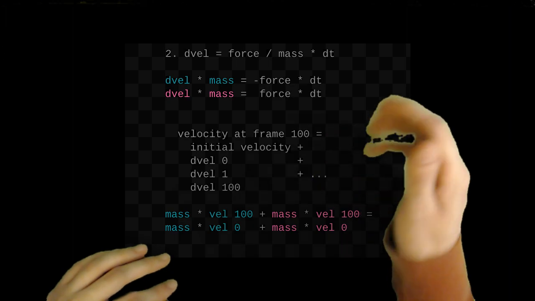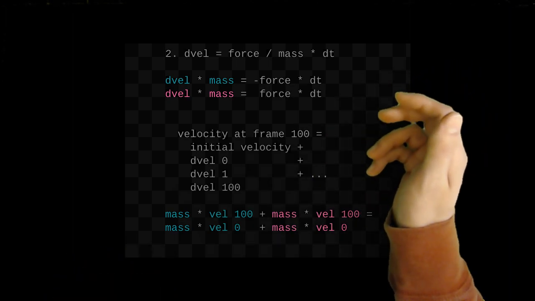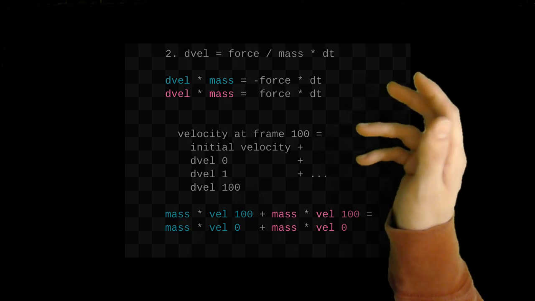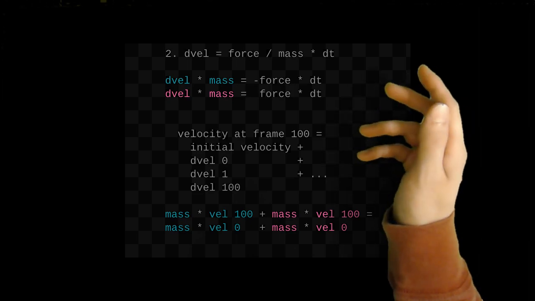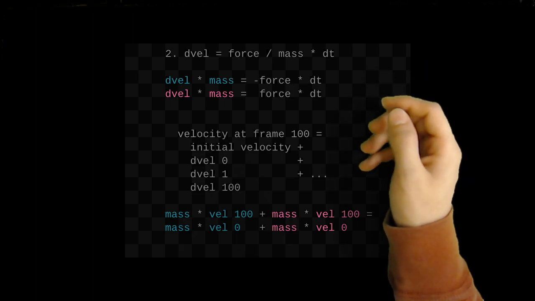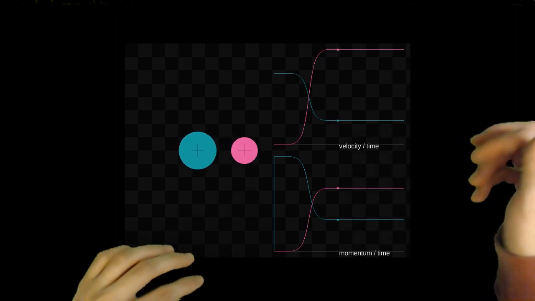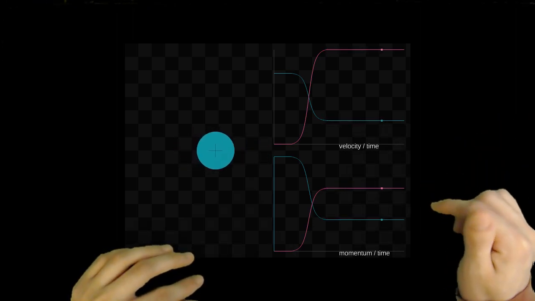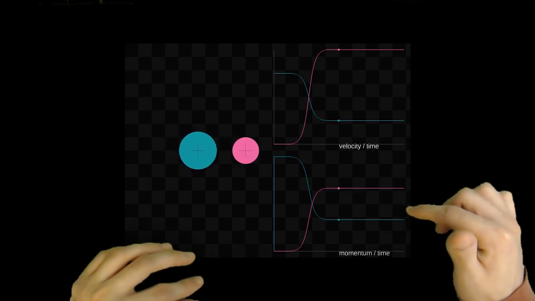So this should suggest something we could try with the velocity graph to maybe recover its symmetry: maybe multiply by the mass. Well, what would that do? Sure enough, if I scale the velocity over time graph by each of the objects' respective masses, the symmetry comes back.